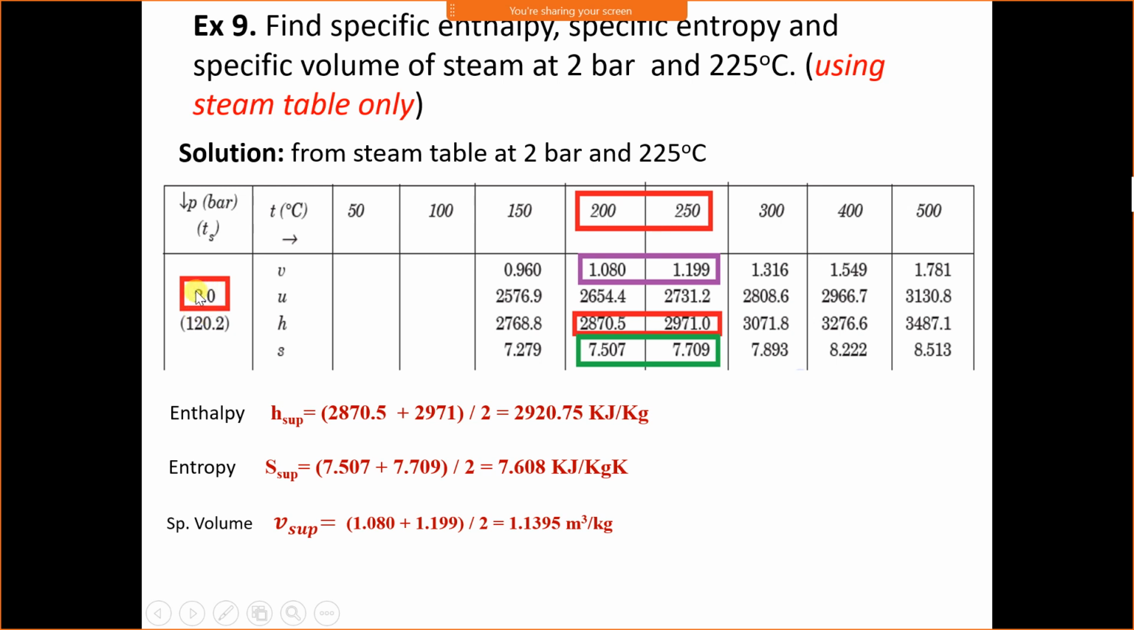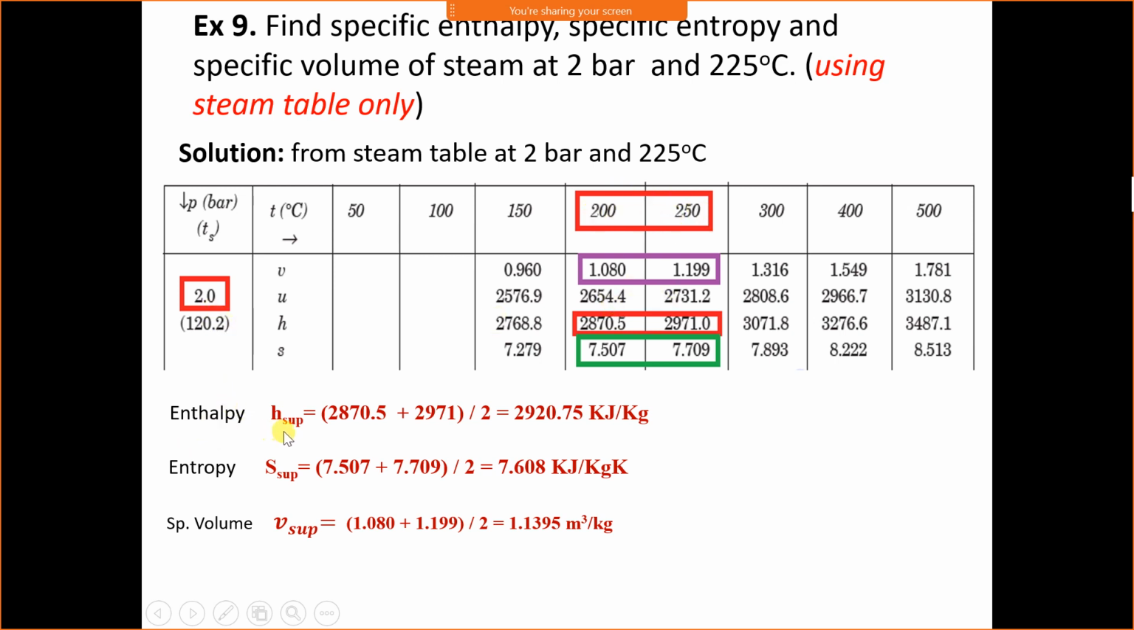At 2 bar, the temperatures given are 50, 100, 150, 200, 250, 300, 400 and 500 degrees. But 225 is not given. But we know that 225 is the mean of 200 and 250. Therefore, we will take the mean values of these two temperatures.